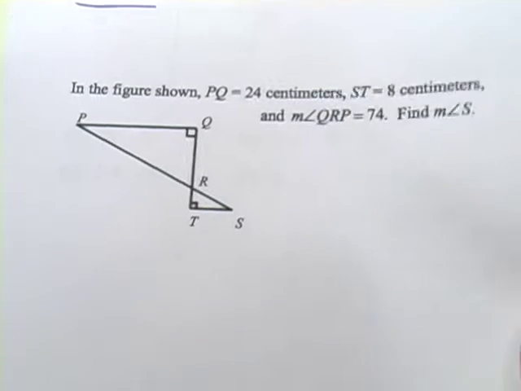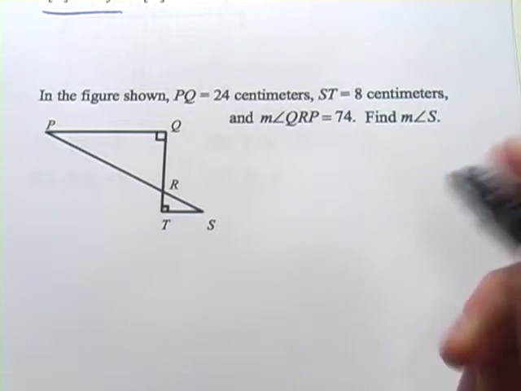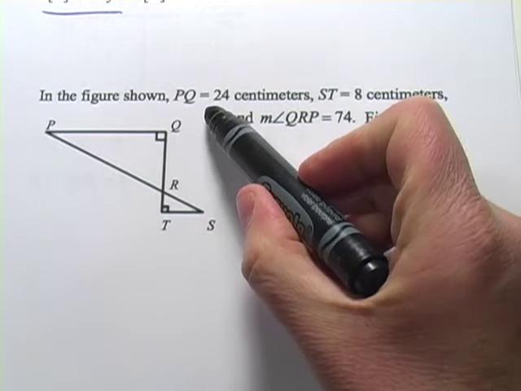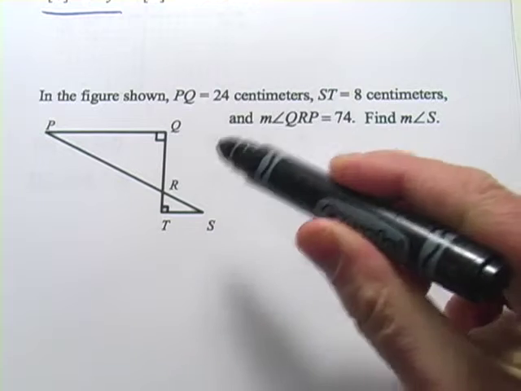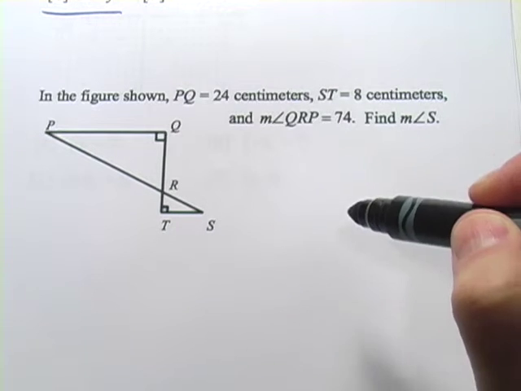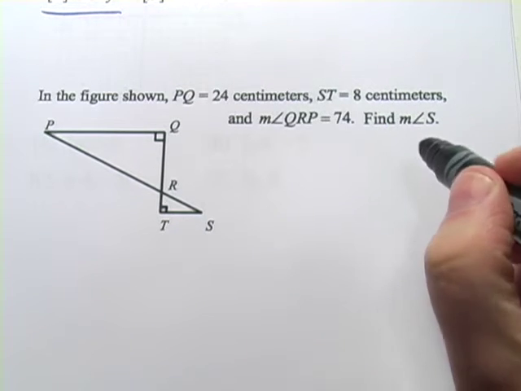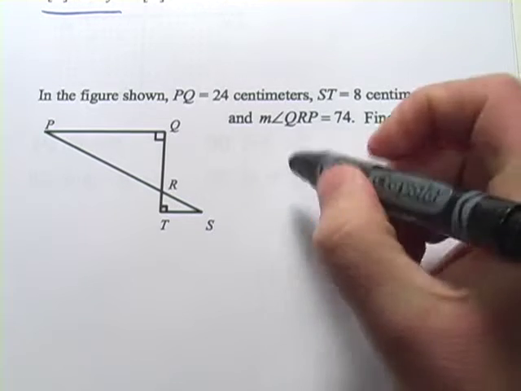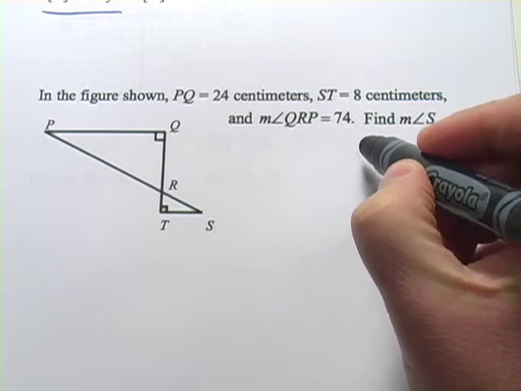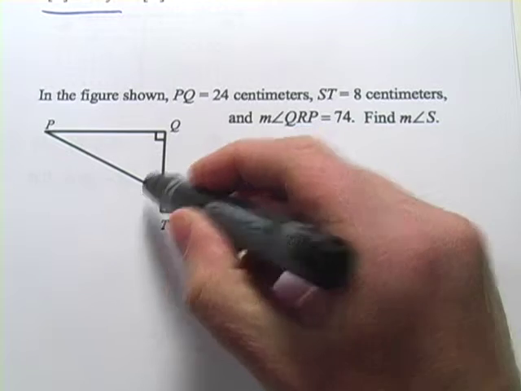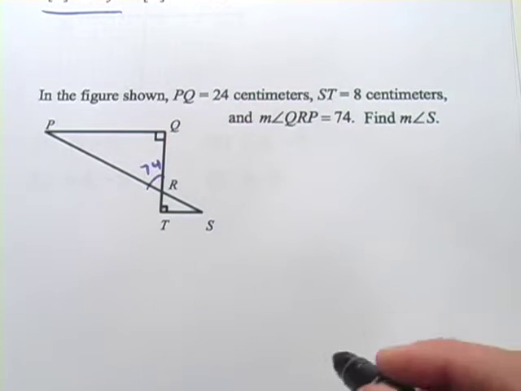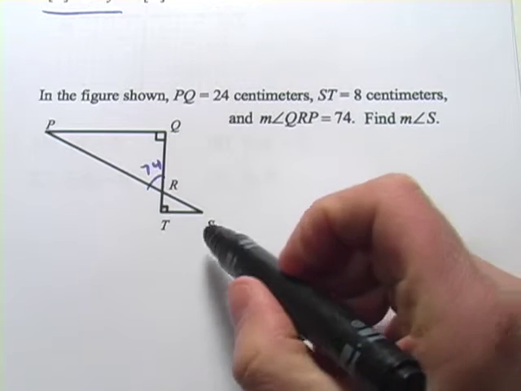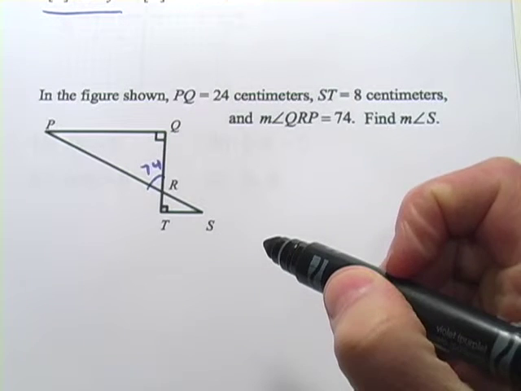Let's take a look at this next one. It says in the figure shown, segment PQ is 24, ST is 8, and normally I'd start jotting these in here, except you'll see in this problem that we don't need that information. It's extraneous. And then it says the measure of angle QRP, that's this one right here, is 74. And they want us to find the measure of angle S down here.